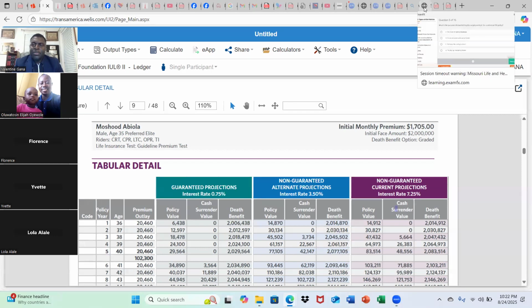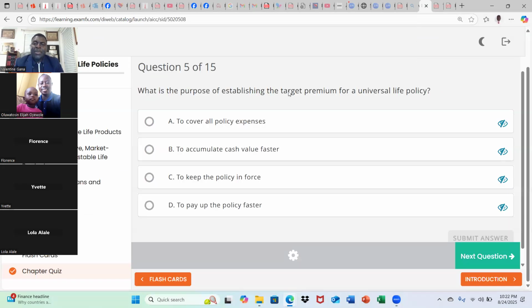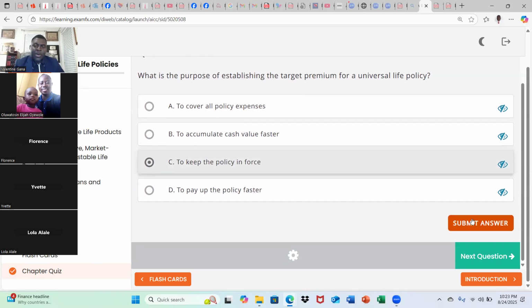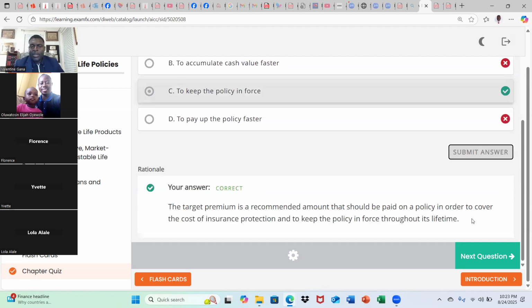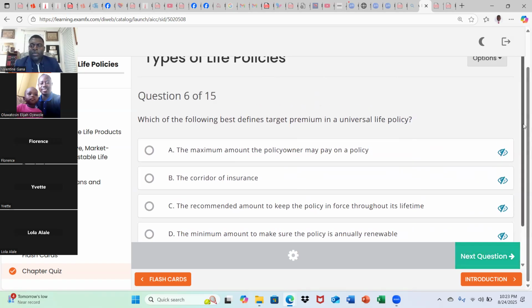Let's go back to the question. So what is the purpose of establishing the target premium for universal life policy? Based on that explanation, the answer is C. It will keep the policy in force. Remember that. Let's see if we are right. And that's correct. The target premium is a recommended amount that should be paid on a policy in order to cover the cost of insurance protection and to keep the policy in force throughout its lifetime. Correct. Let's go to the next one.